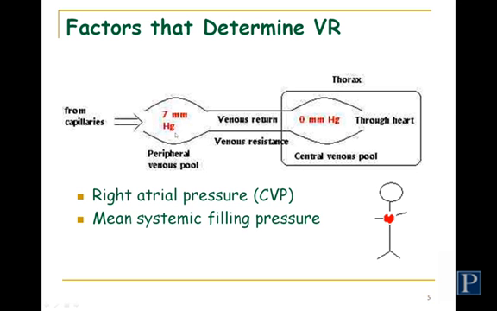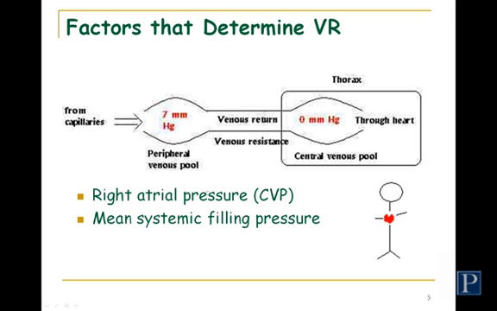Over here, this pressure here, 7 millimeters of mercury, this is the number I want you to remember. Mean systemic filling pressure. This is the pressure in the periphery here. It's a major pressure that's pushing blood back to the heart. So I want this to be a pretty good number. I want a gradient to ensure I get blood back to the heart.